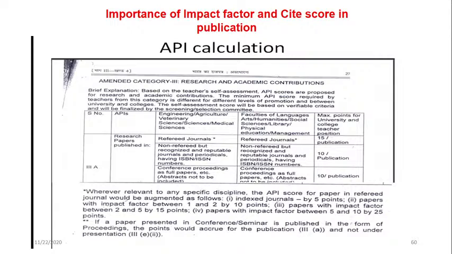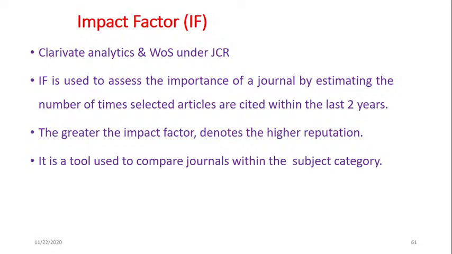Yeah. So I hope you can understand the equivalent. So this is the API calculation. It is from UGC. Impact factor, I already said, Clarivate Analytics and Web of Science are doing it. So finally it will be published in the form of the JCR report, Journal Citation Report. So IF means impact factor. Impact factor is used to assess the importance of a journal, estimating the number of times selected articles are cited within the last 2 years. Impact factor is calculated over the last 2 years.